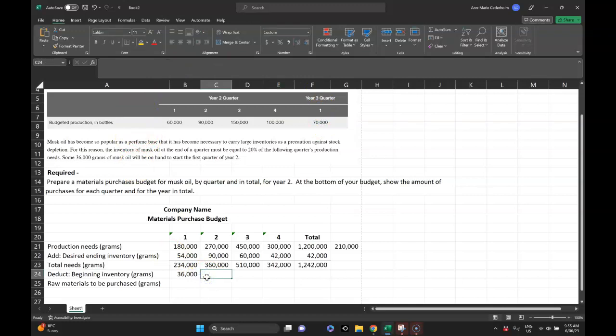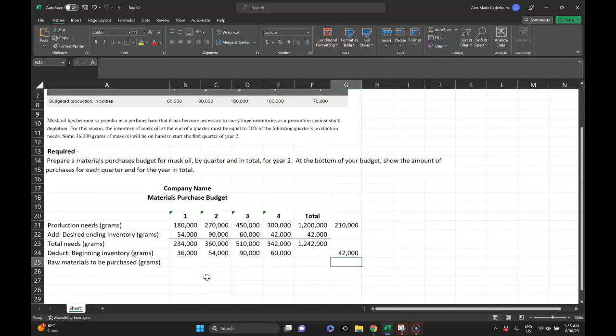Okay, so ending inventory is the same as the beginning inventory for the next quarter. So it's just moving on. So just remember that. Beginning inventory is last quarter's ending inventory. And it's the same thing with this.